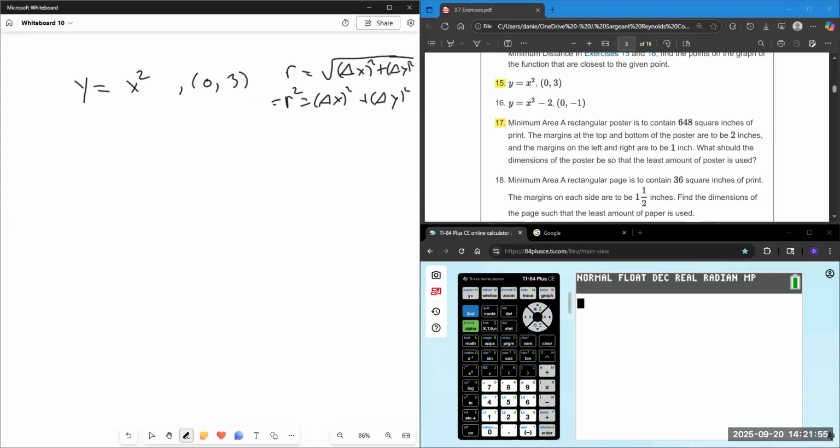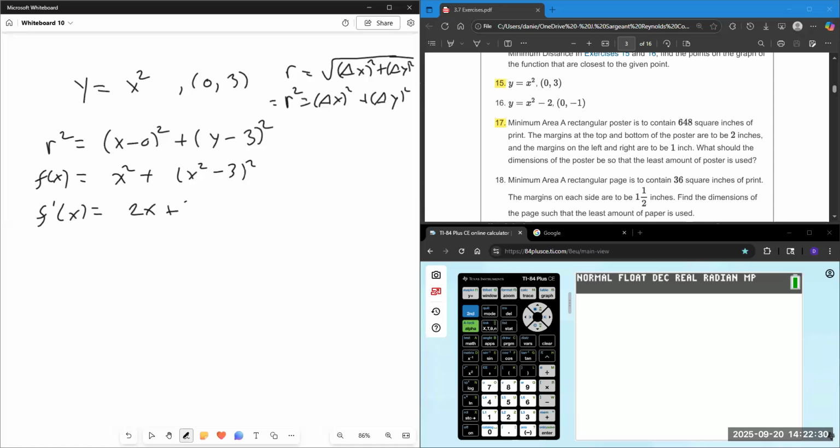So, all right, r squared is going to be x minus 0 squared plus y minus 3 squared. R squared is going to be x squared plus, and then y is the same thing as x squared minus 3 quantity squared. And I'll replace r squared with f of x here. So f prime of x is 2x plus 2 times x squared minus 3 times 2x. I set that equal to 0.